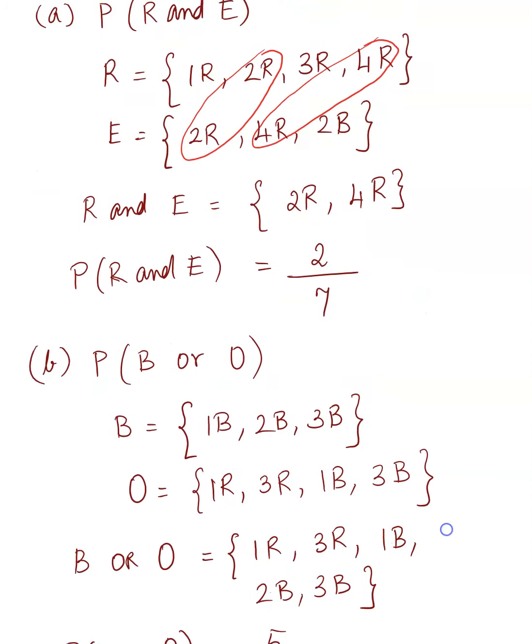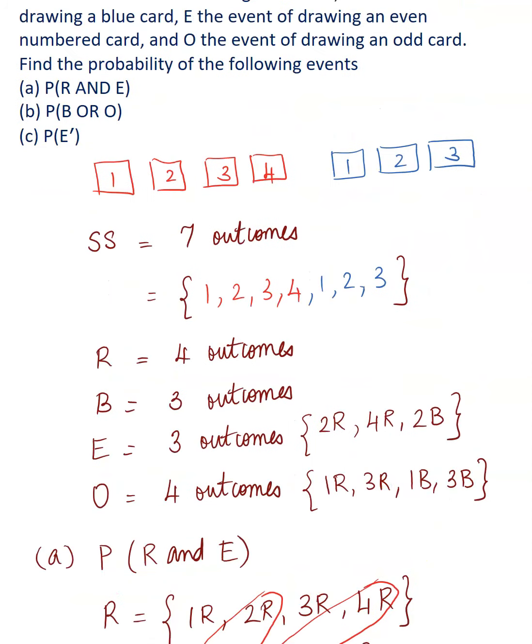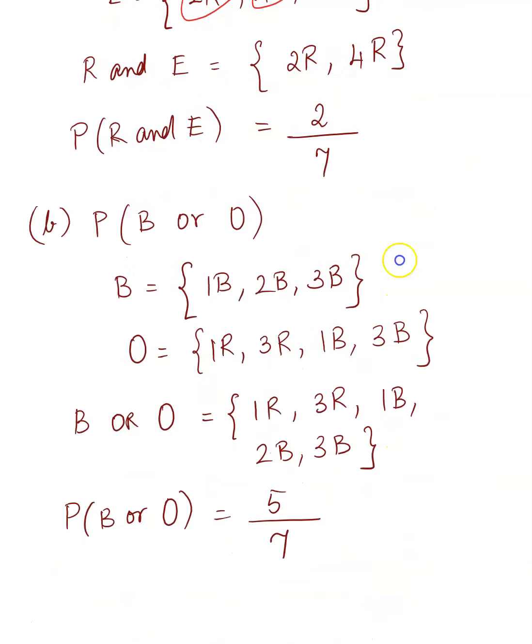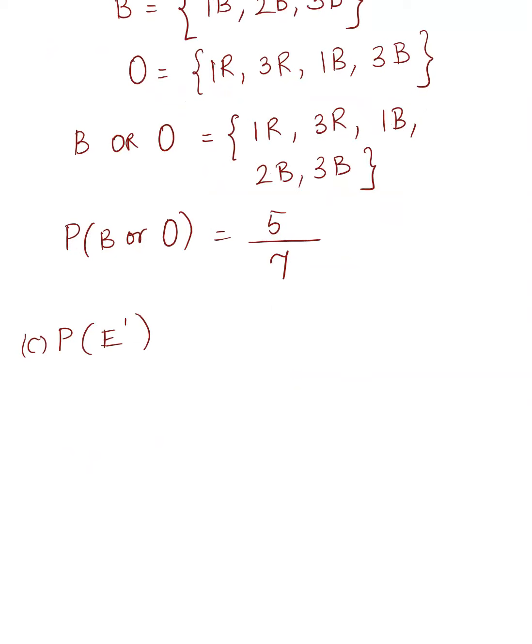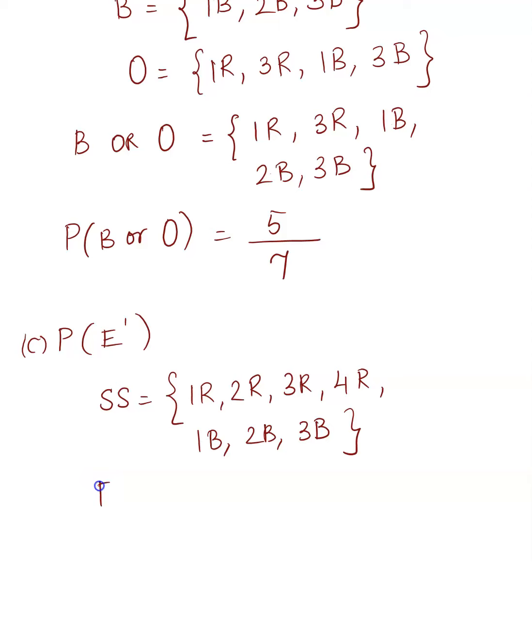Okay. And then the last one was C, which was find P of E prime. E is even numbered cards, right? I'll just say P of E prime. When you have the prime or the complement situation, it's good to have the sample space because it will help you to immediately see what is not in E. So we have 1 red, 2 red, 3 red, 4 red, 1 blue, 2 blue, 3 blue. That's why you had the 7 outcomes, right? E is all even numbered cards. So you have 2R, 4R, and 2B.